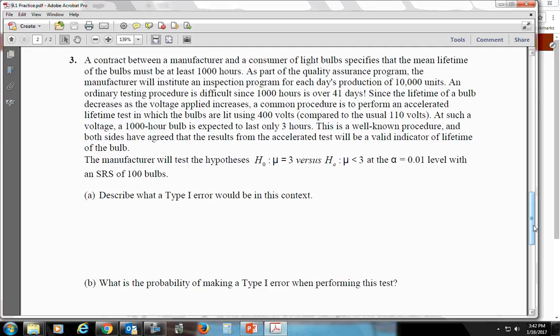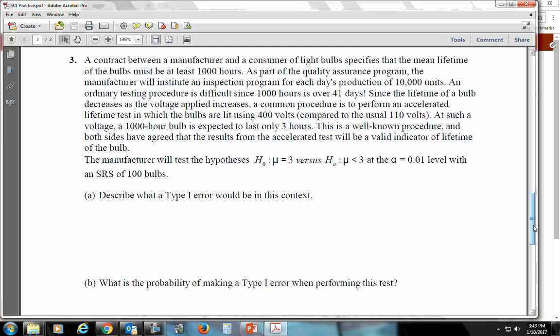Since the lifetime of a bulb decreases as the voltage applied increases, a common procedure is to perform an accelerated lifetime test in which the bulbs are lit using 400 volts compared to the usual 110 volts. At such a voltage, a 1,000-hour light bulb is expected to last only 3 hours. So instead of having to study it for 41 days, they just study it for 3 hours instead.